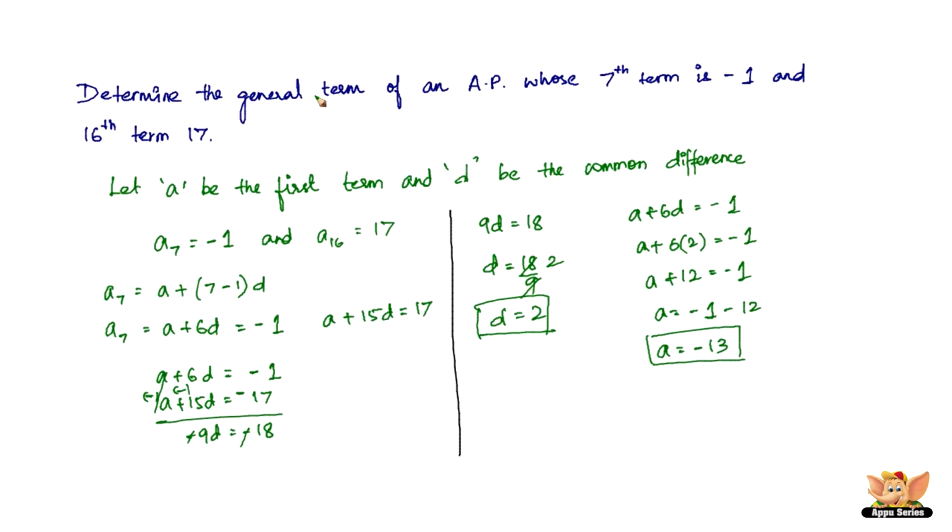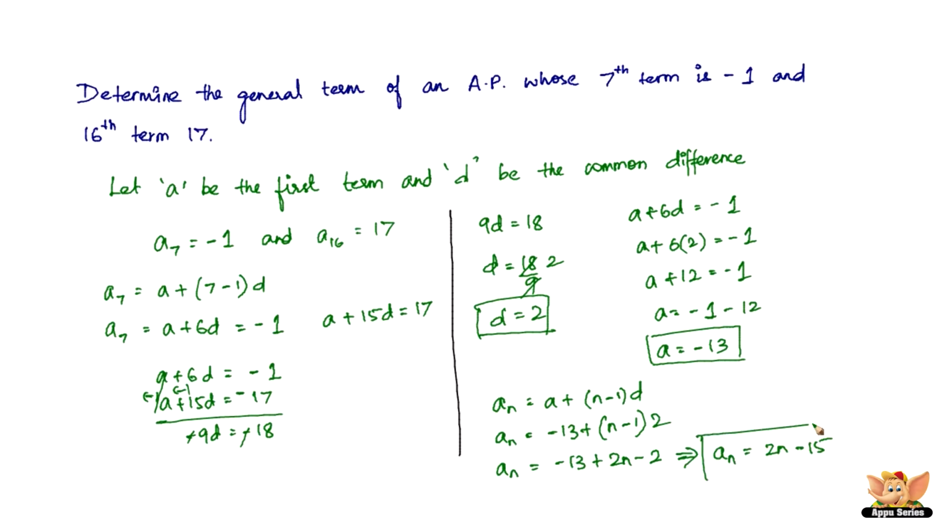Right? Now the question here is determine the general term of an AP. We found D and A, all right? So we need to find the general term. The general term is given by AN equals A plus N minus 1 into D. So AN will be equal to A, which is -13, plus N minus 1 into D, which is 2. So AN equals -13 plus 2N minus 2, or AN equals 2N minus 15. So therefore, the general term of the given arithmetic progression is AN equals 2N minus 15.